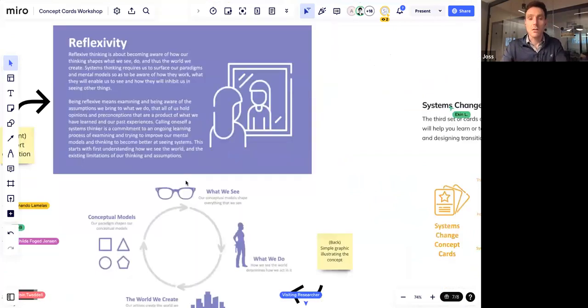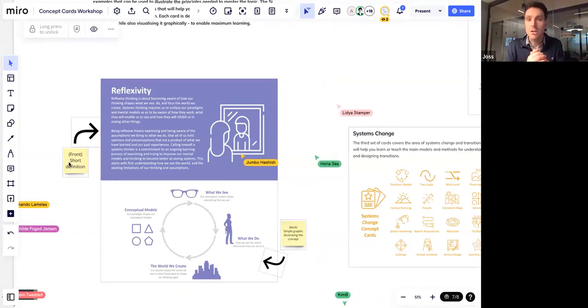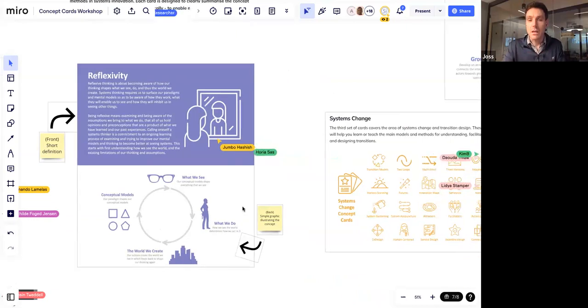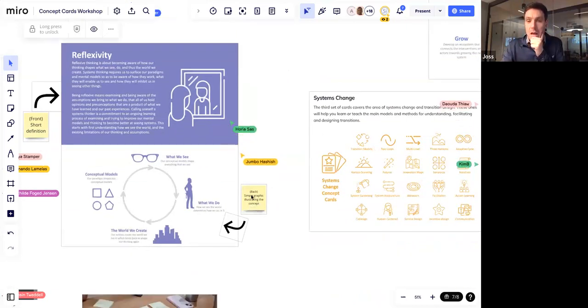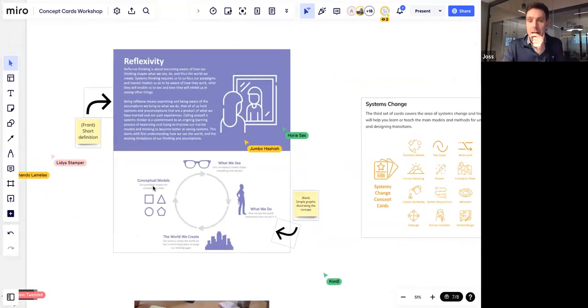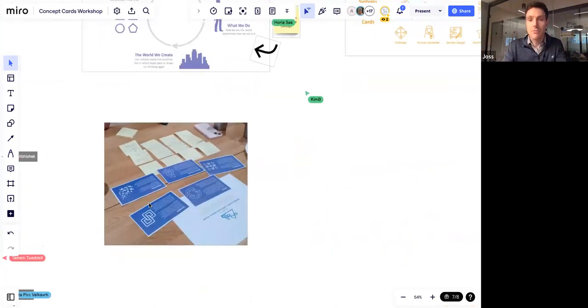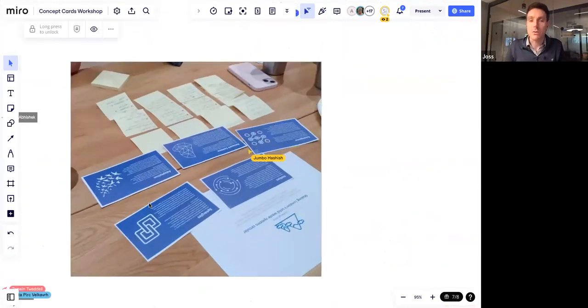So this is what a card looks like, in case you haven't seen them. Top level is a very concise definition of that concept. And then the bottom level here is a graphic to illustrate it. And that's that. These come in virtual form. They also come in physical form. We don't have them available on the website in physical form, so you need to print them off yourself.